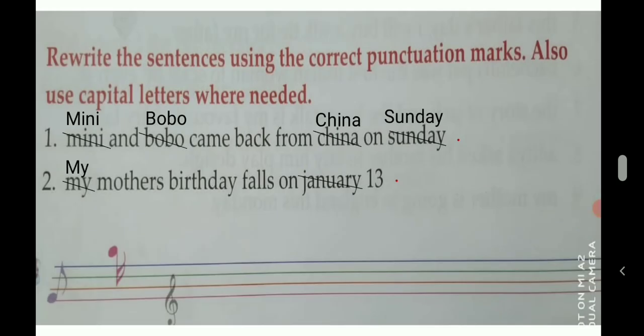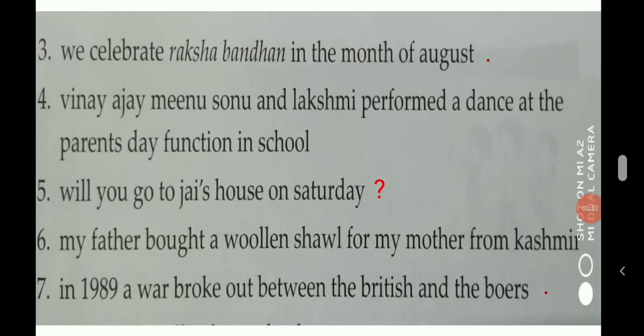Here we will put my, and then January, and then put a full stop. Understand? Let's move on to the next sentence. Third is, we celebrate Raksha Bandhan in the month of August. Here, as we know, the first letter will be capital, and Raksha Bandhan is the name of a festival, a special day. That's why we will write it in a capital letter, and then August.